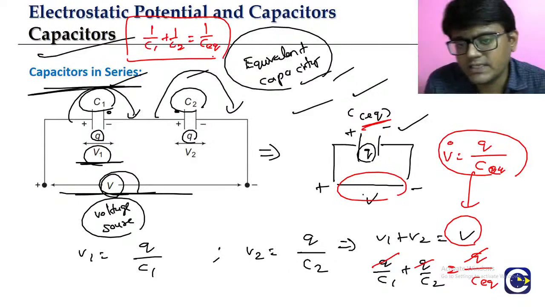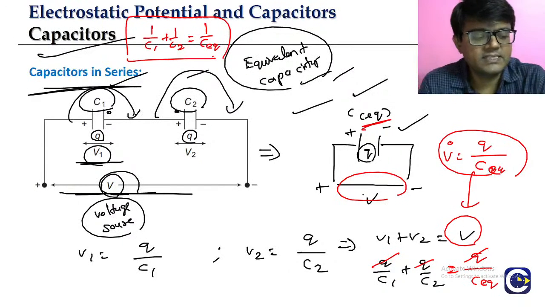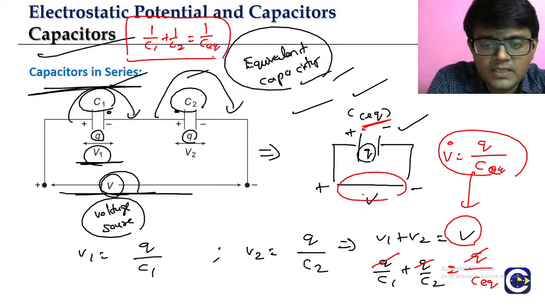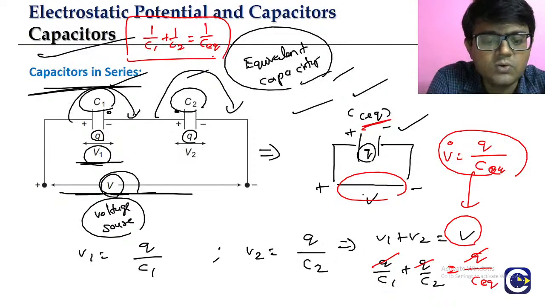Relationship, what is it? If we are having two capacitors in series, and the equivalent capacitance value of the two capacitors will be given by what? 1 by C1 plus 1 by C2 is equal to what? 1 by C equivalent. Okay?